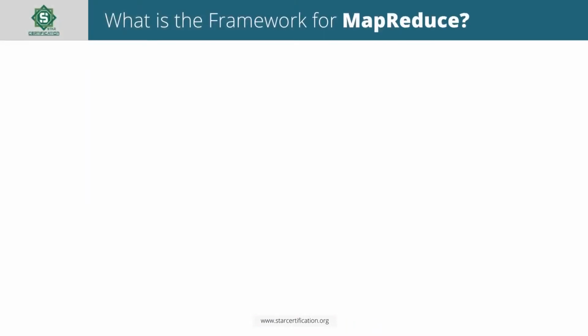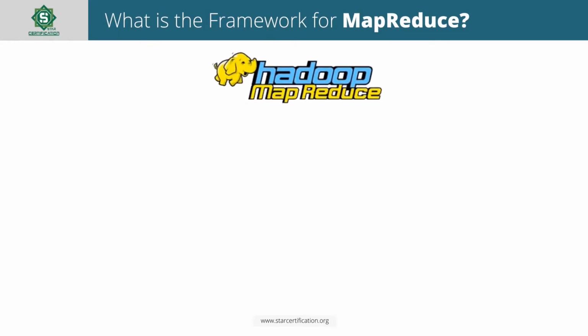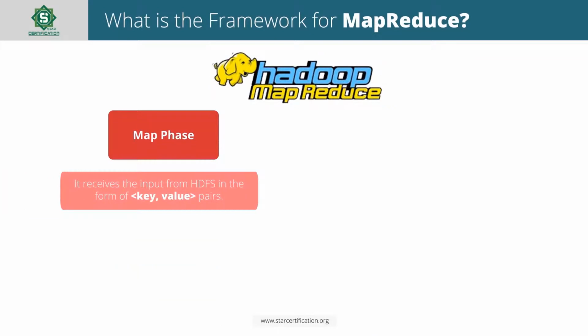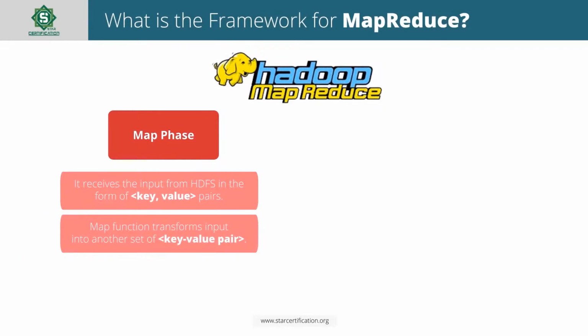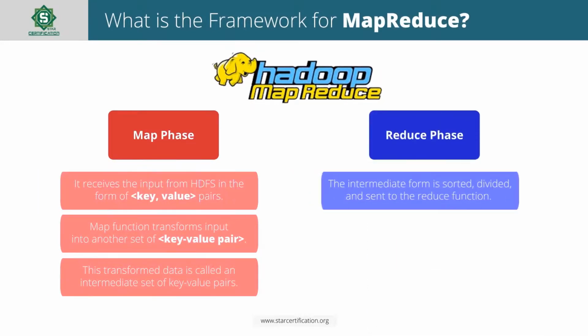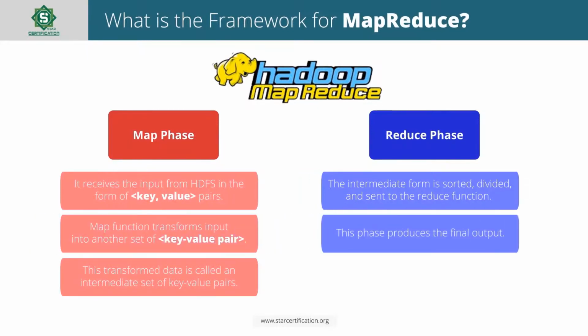What is the framework for MapReduce? The two phases of MapReduce are: Map phase. It receives the input from HDFS in the form of key-value pairs. The map function transforms input into another set of key-value pairs. This transformed data is called an intermediate set of key-value pairs. Reduce phase. The intermediate form is sorted, divided, and sent to the reduce function. This phase produces the final output.